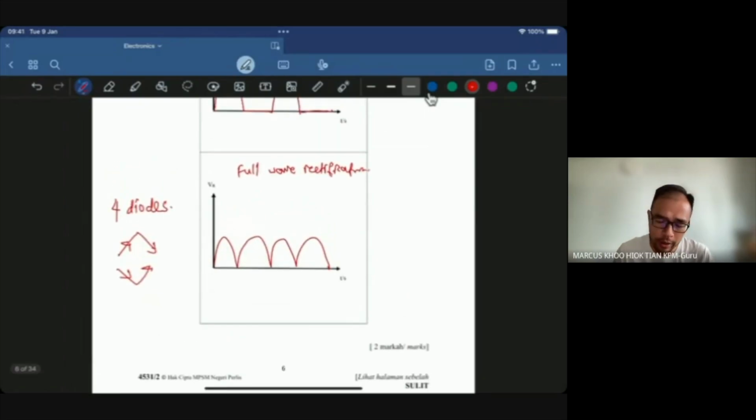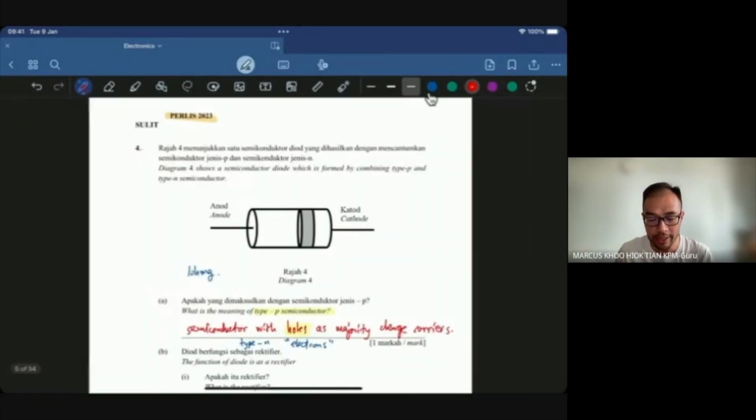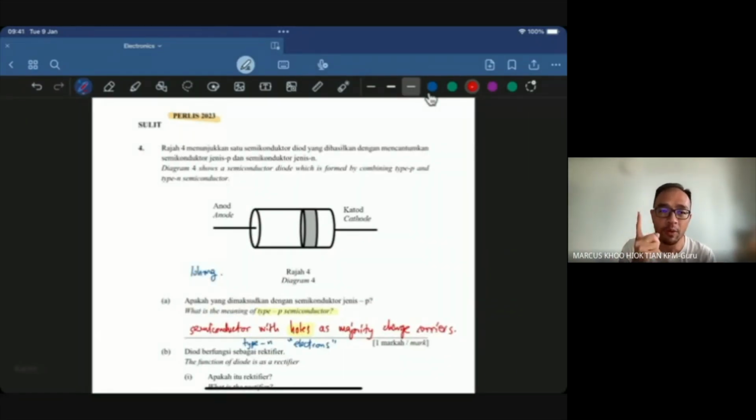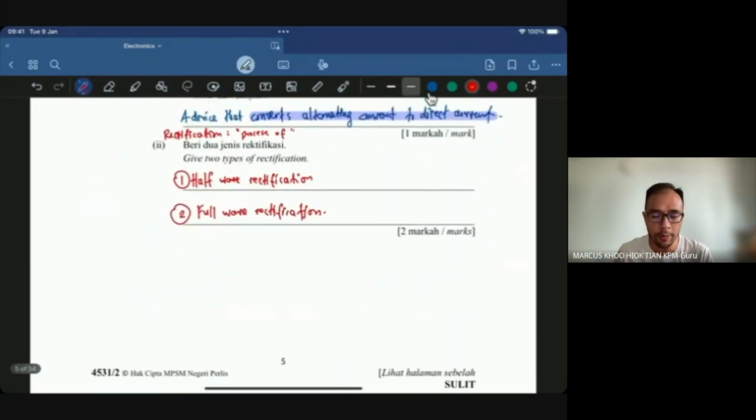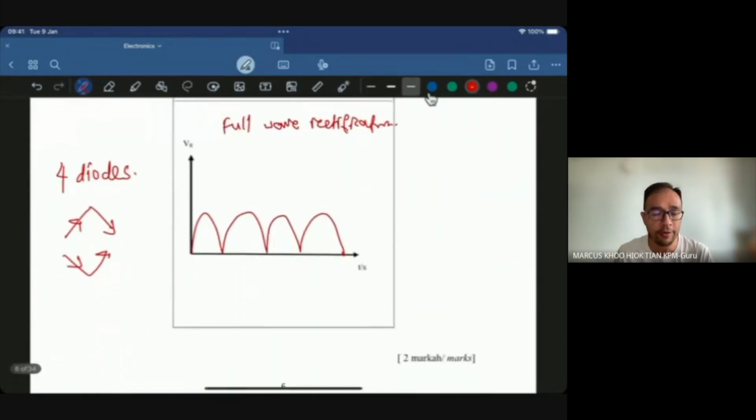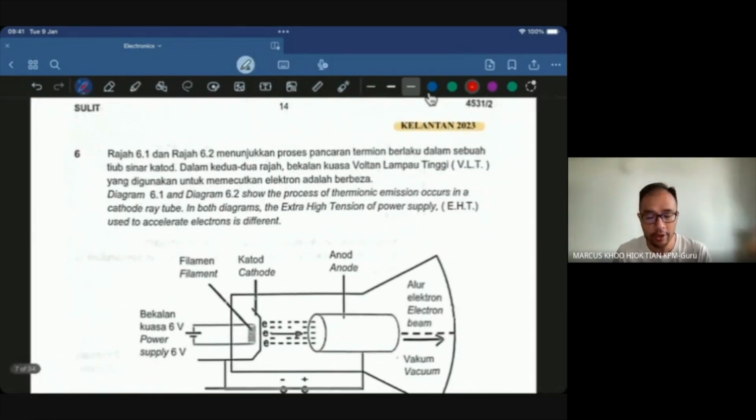So the only not so good thing about this question is not only is it lacking marks, number 1. Number 2, is also very factual. Okay, so I'm really not very sure where the Perlis paper is going with this, but in any case, I think it's a good opportunity for us to do a little bit of revision, okay, on this matter. All right, let's move on to the Kelantan paper. Okay, the Kelantan paper is as such.